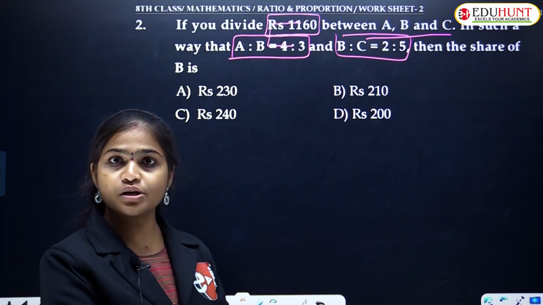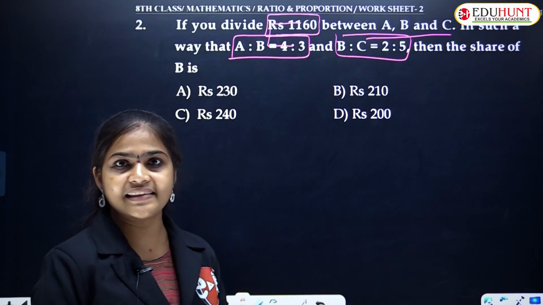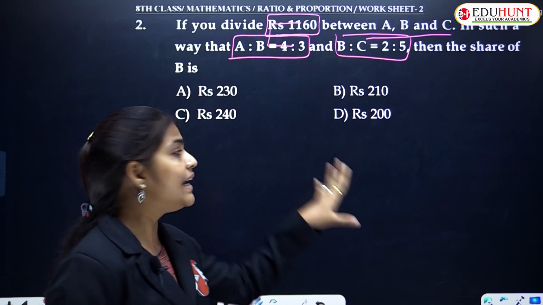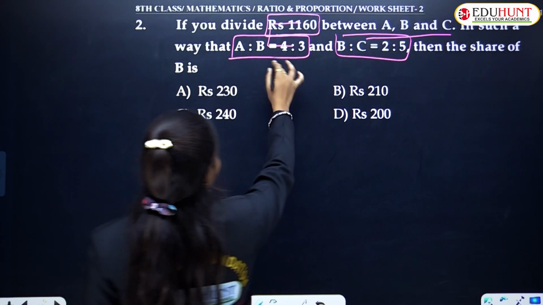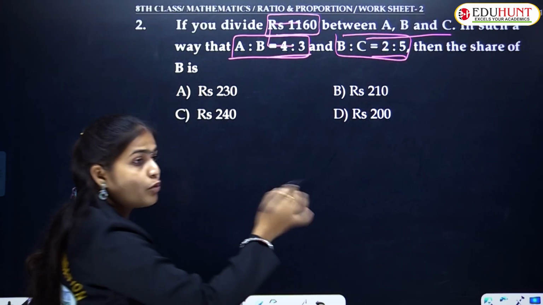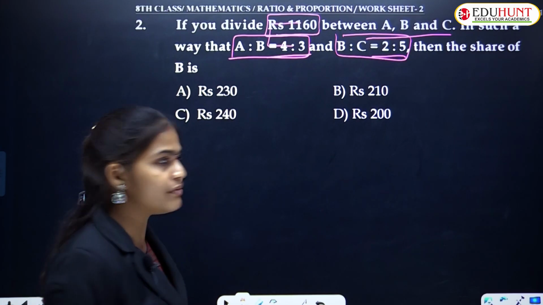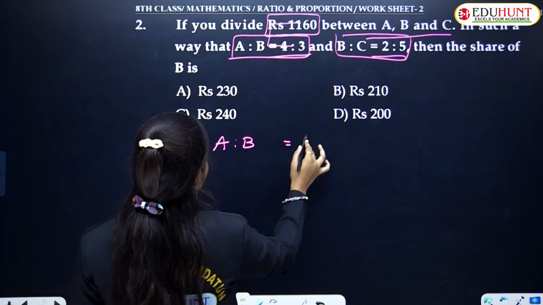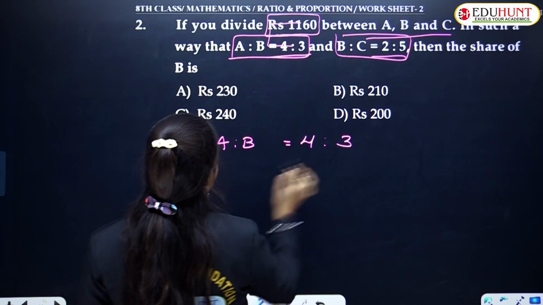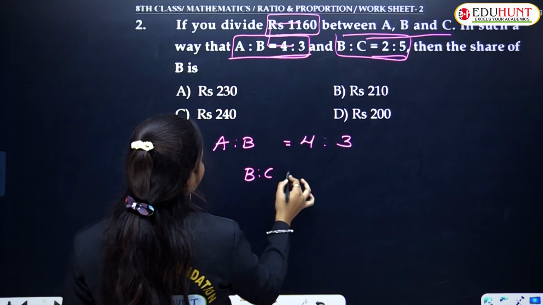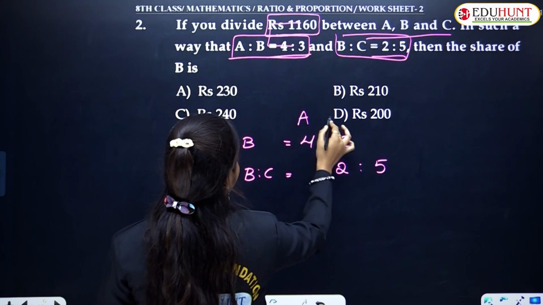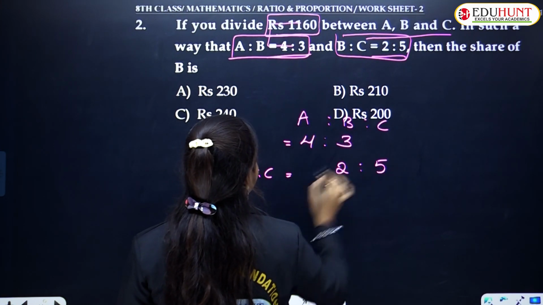A is to B ratio is given, as well as B is to C, another ratio. To make that as A is to B is to C, we have to apply the same concept we applied in question number 1. So here A is to B is equal to 4 is to 3, and B is to C is equal to 2 is to 5, which means A is to B is to C.